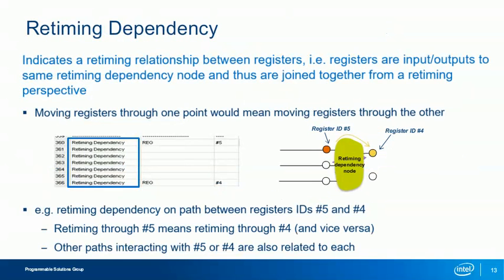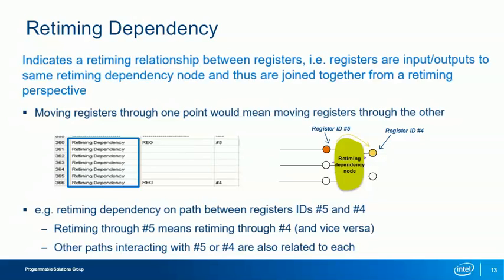When retiming dependency appears in the path info column for a critical chain path segment, it means a retiming dependency or relationship exists between the specified register IDs. The effect of the retiming dependency is that what happens to one, moving a register through the register ID for example, effectively has to happen to the other register ID. So the two points are joined together from a retiming perspective. So in some respects, you can treat them as a single point when it comes to their relationships with other register IDs.